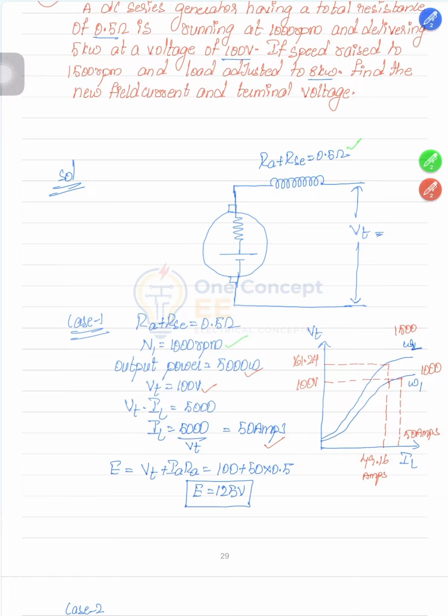Now I am calculating the generated EMF in the armature by the formula E equals Vt plus Ia Ra. Vt is 100, armature current is 50 amps, and armature plus series field resistance is 0.5 ohm. By substituting all these values, I get an induced EMF of 125 volts. We already know in a series generator, armature current equals field current equals load current, because all are connected in series.